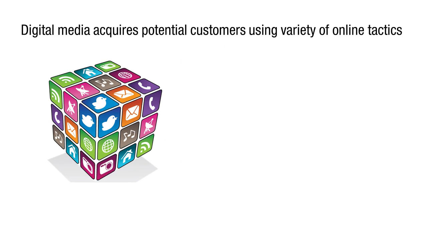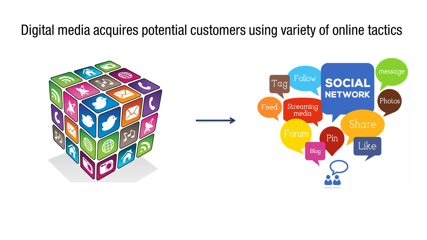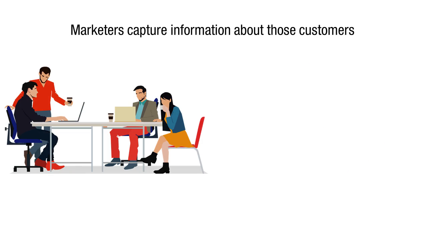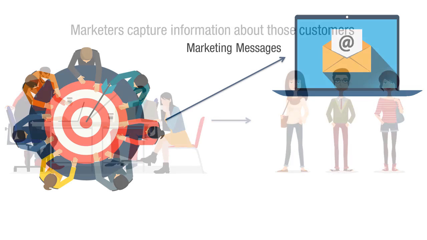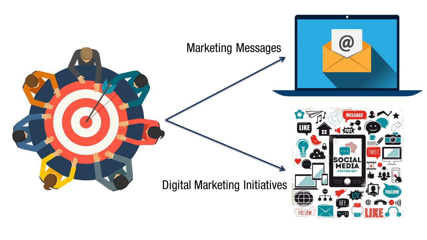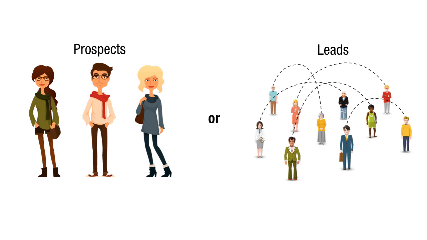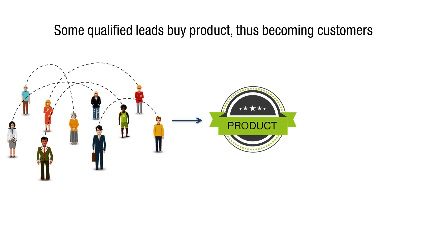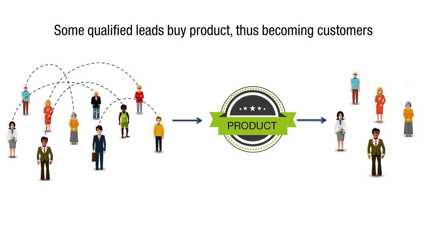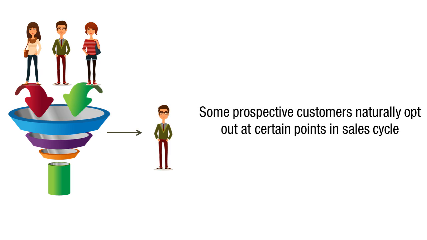Digital media reaches out broadly and acquires potential customers using a variety of online tactics. Marketers then capture information about those customers and begin to target them more effectively with marketing messages and other digital marketing initiatives. And many become qualified prospects or leads. Eventually, some of the qualified leads buy the product, thus becoming customers. However, the leaky funnel shows that some prospective customers naturally opt out at certain points in the sales cycle.